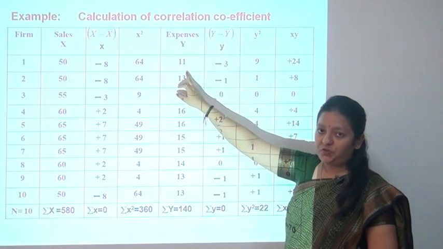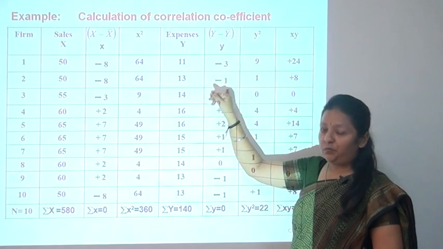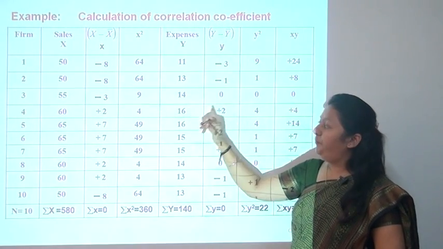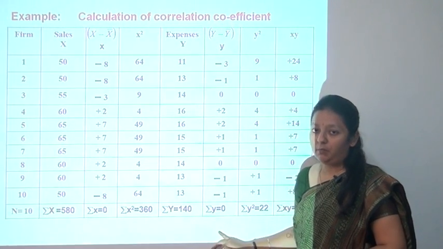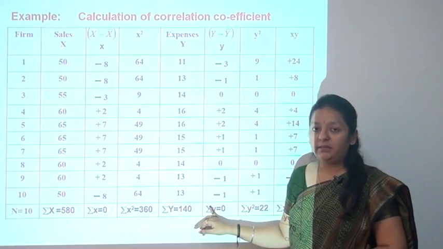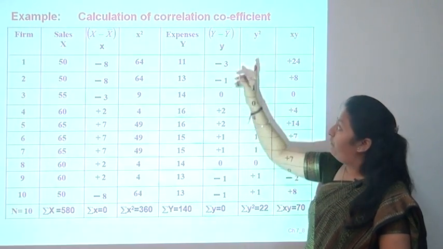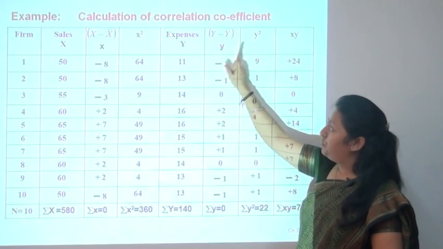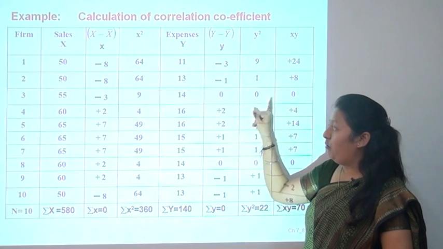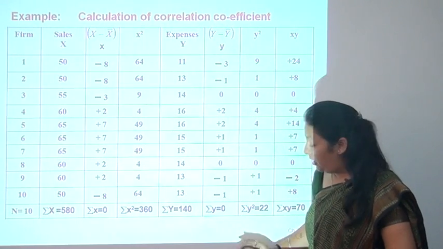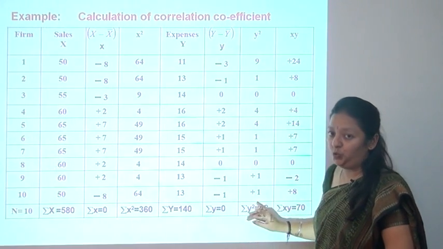So we'll subtract 11 from 14, 13 minus 14, 14 minus 14, 16 minus 14, and so on. So we'll have a value of sigma y minus y bar always equal to 0. Next column is of y square, which is equal to 3 into 3 is 9, 1 into 1 is 1, 0 into 0 is 0, 2 into 2 is 4, and so on. So we'll have a value of sigma y square equal to 22.